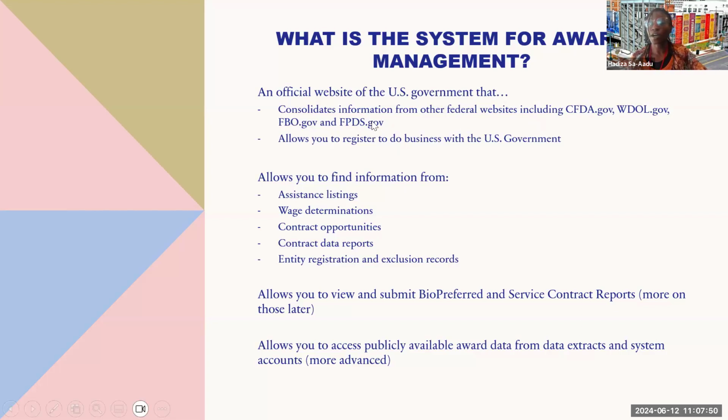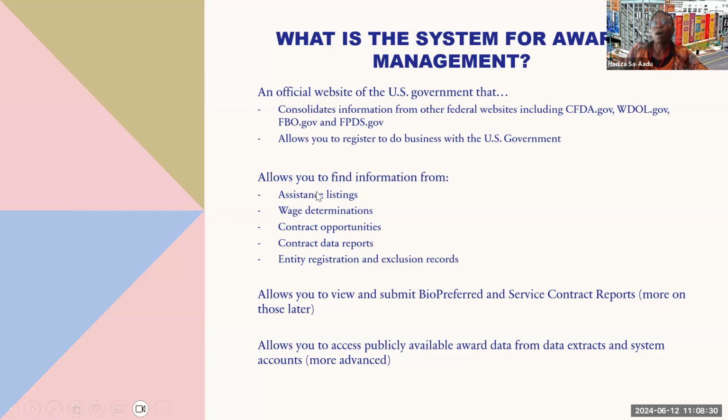Now, for these 4 other websites that I've just listed, the only one that we're really going to talk about in depth is going to be the last one, FPDS.gov, or the Federal Procurement Data System. This website is one where you can access more granular, detailed information about specific contracts. SAM.gov itself also allows you as a business, as an entity, to register to do business with the US government, meaning that you can win contracts with the US government to earn income.